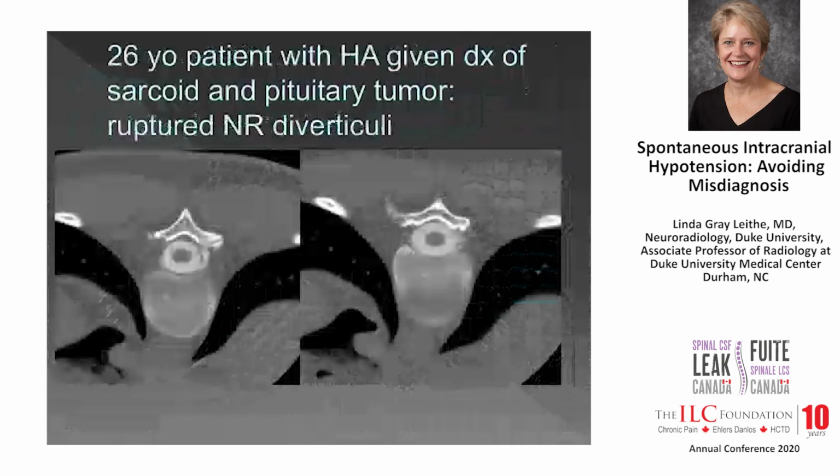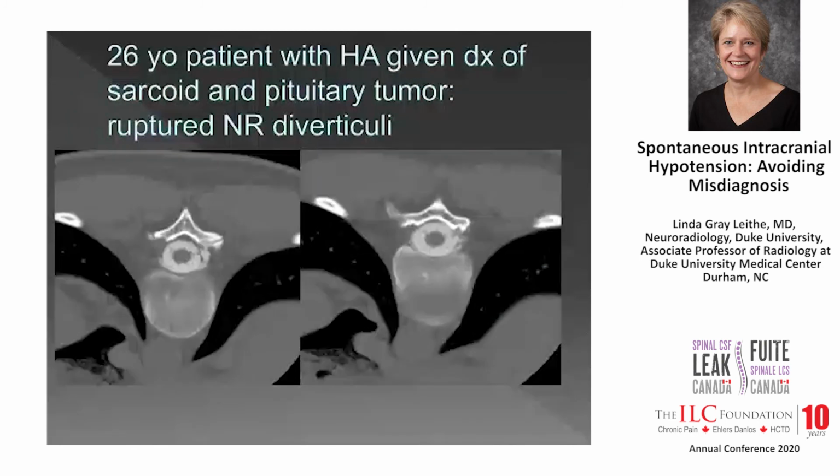In this particular case, the patient was referred to neurosurgery at Duke. She got a biopsy of her pituitary gland, which was normal, and then she got sent down to radiology because her headache had worsened and they were thinking she might have a CSF leak at the base of skull. We recognized the findings, obviously, of intracranial hypotension, worked her up, and all of her imaging findings were due to a ruptured nerve root diverticula.